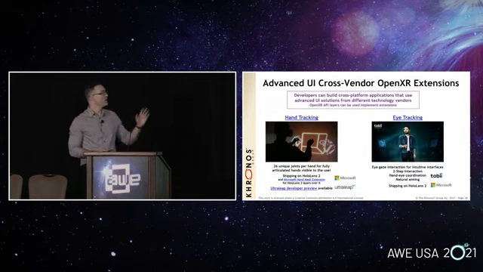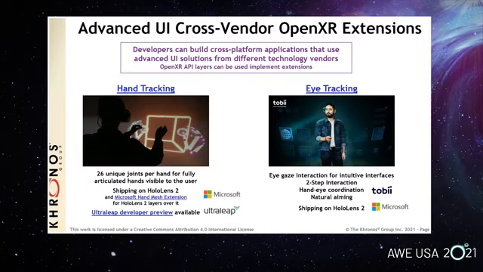Okay, and along with hand tracking, we're pushing other advanced UI capabilities. Well, we have an eye tracking extension that Toby worked on, and it's shipping with the HoloLens 2, so that you can do real eye gaze interaction, so you can track where the person's looking and provide some easier natural aiming in those types of devices.